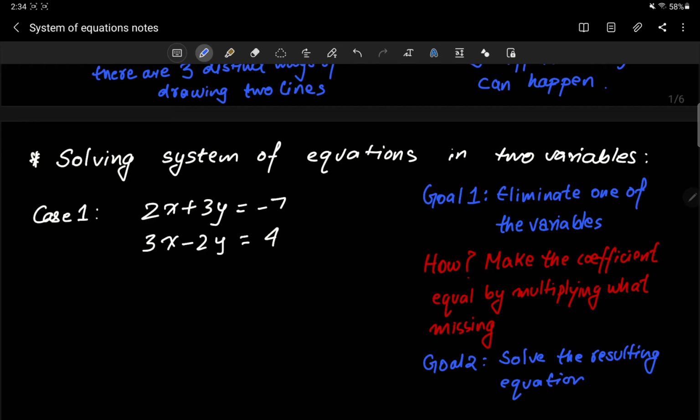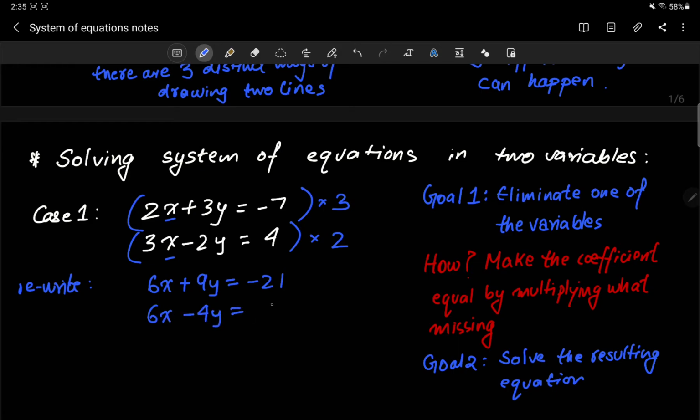So here, let's say I decide to eliminate x. Okay, I notice that in the first equation it has the coefficient 2, and in the second equation it has the coefficient 3. So I want them to be equal, so I'm going to multiply the first one by the second's coefficient, which is 3, and the second one by the first coefficient, which is 2, and I'm going to rewrite. When I rewrite, this is going to be 6x plus 9y equals negative 21, and 6x minus 4y equals 8.